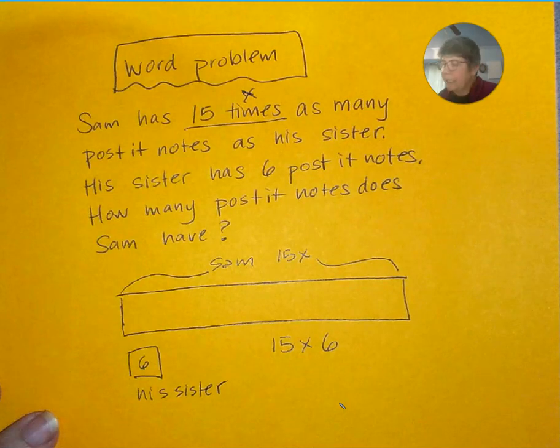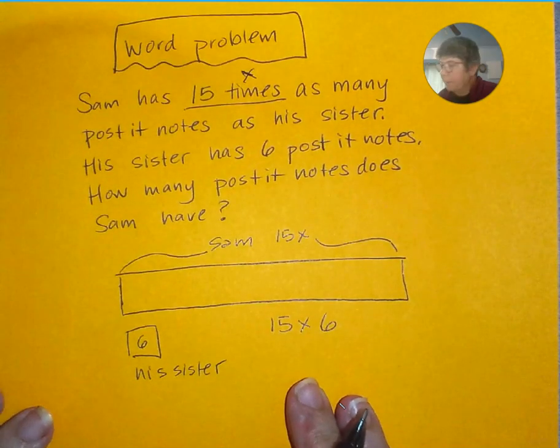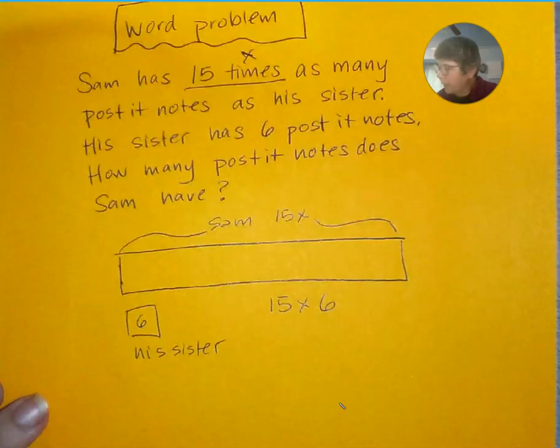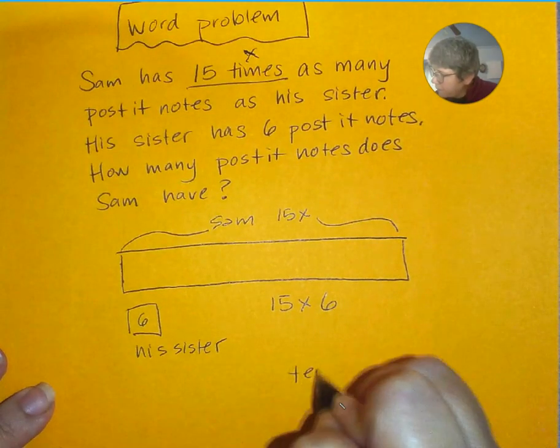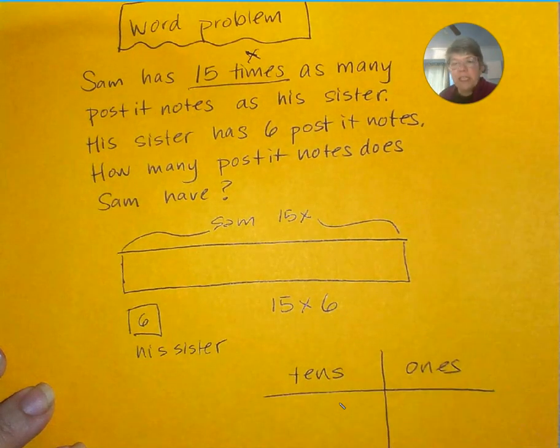We've interpreted it into a picture, right? But now we still have to have a strategy to solve the problem. So let's see, which one didn't we do? We didn't do our place value. So let's do our place value, okay? Tens and ones, and I have 15 times 6.